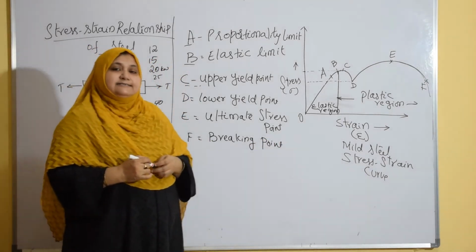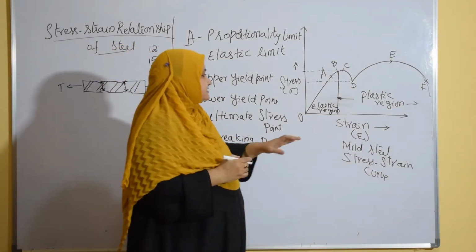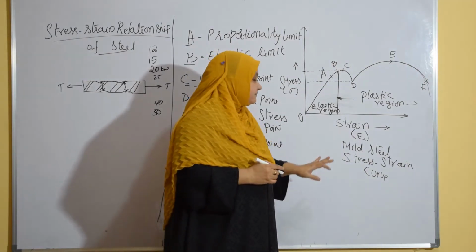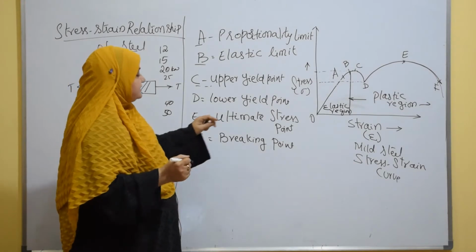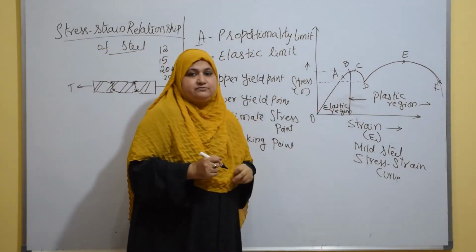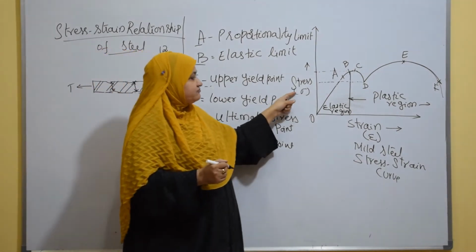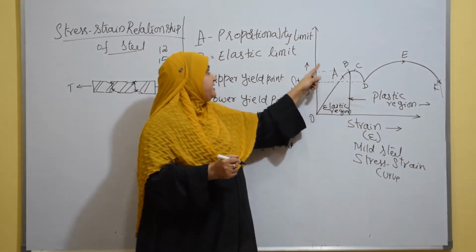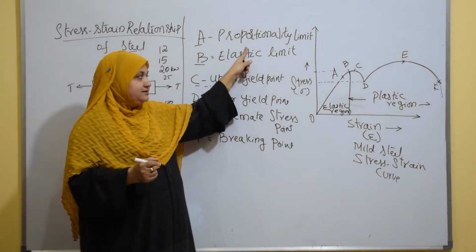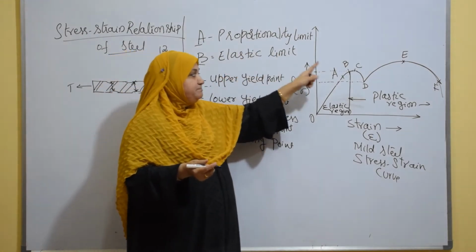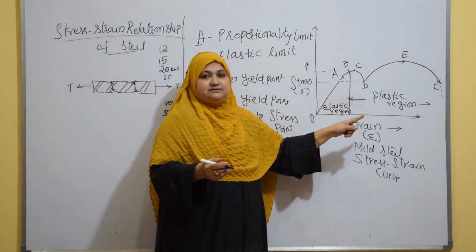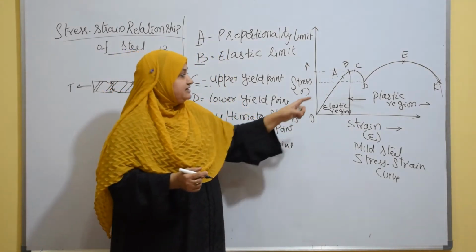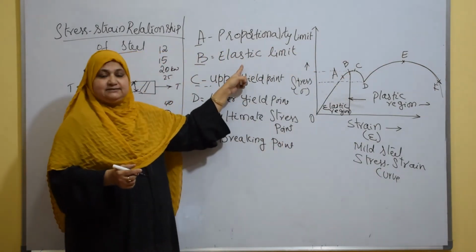So these are the salient points of the stress strain curve of steel in general. When the load is small, the relationship between stress and strain is linear, up to point A. A is called the proportionality limit. Then if you further increase the load, we get a point B, up to which the material is elastic, but the relationship is not linear. Since the material is elastic up to B, it is called the elastic limit.